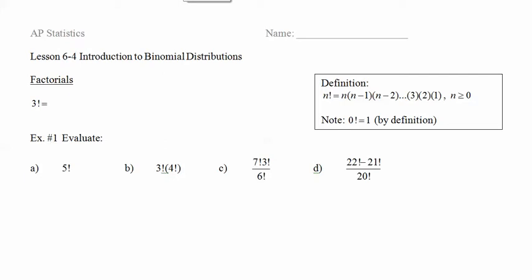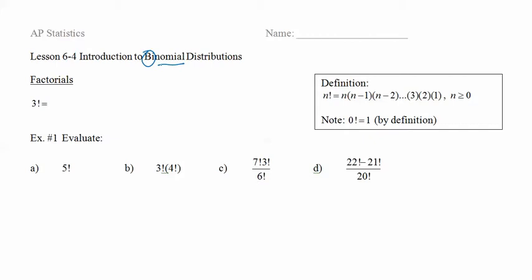Hello, today's lesson will be on binomial distributions. I'd like you to think of that word. Binomial has two parts, bi meaning two, nomial having to do with numbers. So today we're looking at distributions where there are only two possible outcomes for each trial.